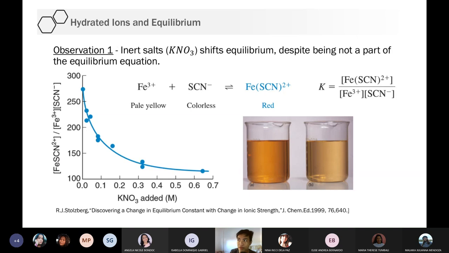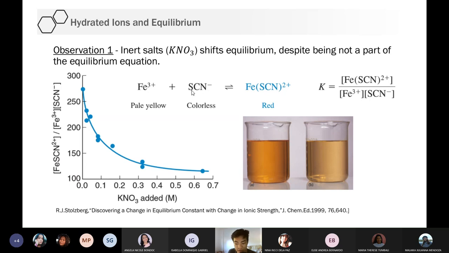Okay. So, suppose you have an equilibrium system. What will happen if you add common ions? Kunwari, naglagay ka ng ions na product. It will shift the equilibrium to the left. No? So, ibig sabihin, may shifting of the equilibrium when you add ions that are common to your equilibrium system. No? Kunwari, nag-add ka ng iron 3+, it will shift the equilibrium to the right.